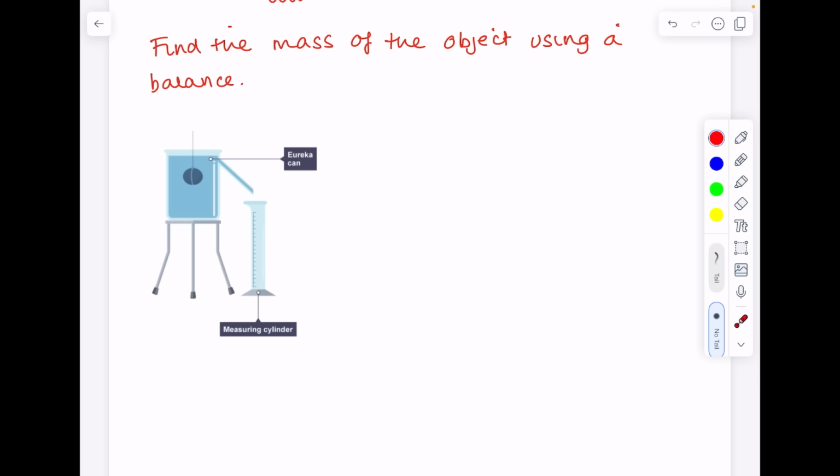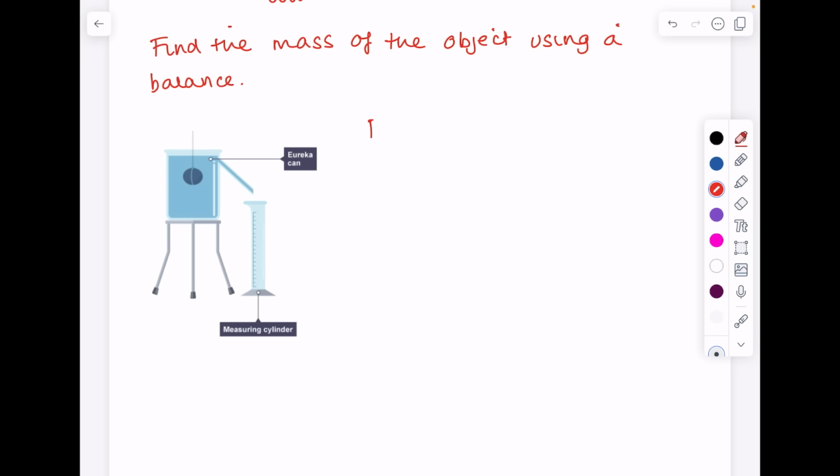You fill up your Eureka can, then you place your object in the can, and water will be displaced, which filters down this pipe here. You capture the water in your measuring cylinder, and then by looking at the volume of the measuring cylinder, you can infer that's the volume of the original object.